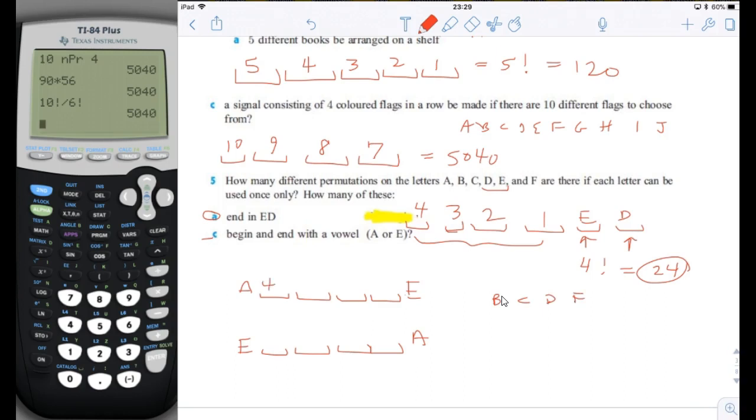So that would be 4, 3, 2, 1. And this would also be 4, 3, 2, 1. So the first one would be, again, 4 factorial, which is 24 permutations. And the second one would also be 24 more permutations, because this is totally different because it starts with E and ends with A. And then basically you would add those 2 together to get the total number of permutations that begin and end with a vowel, A or E. Okay?